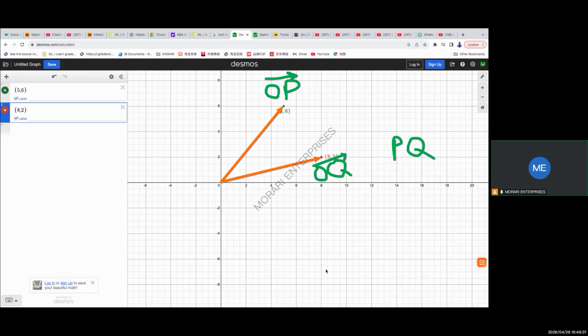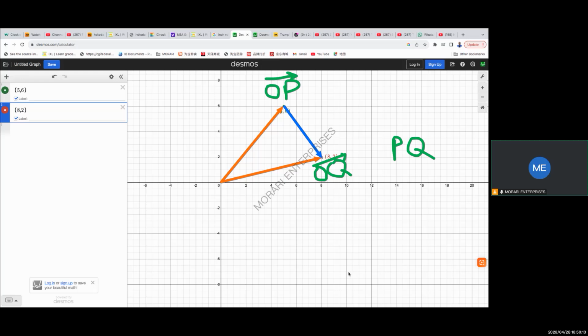PQ means from P to Q. This is how you go and draw it, P to Q. This is a vector that you will draw, PQ. And then you calculate it. When you calculate it, it will have its own i value and its own j value.